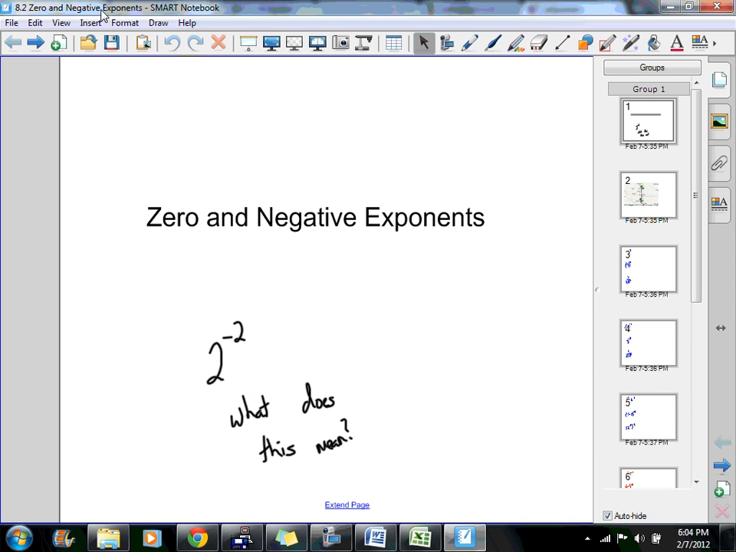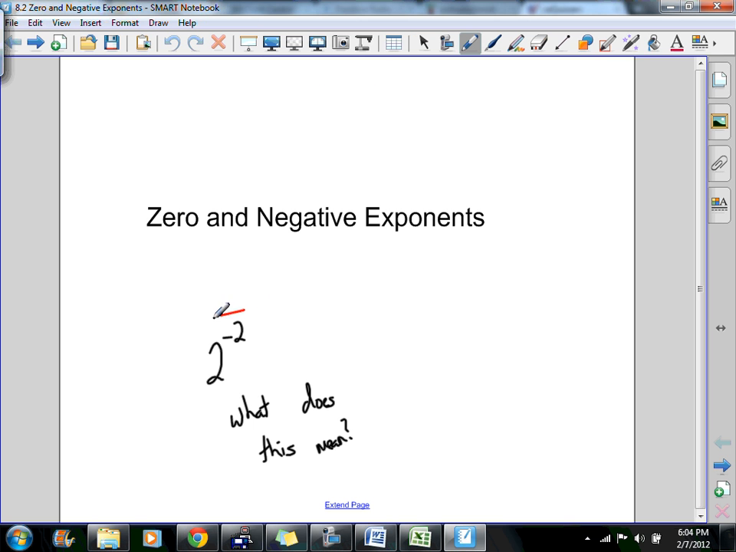All right, algebra, we're going to be working on zero and negative exponents. The example of what I'm talking about is something like this. What in the world does 2 to the negative 2 power mean? And we're also going to be working on stuff like this. What happens when we get 2 raised to the 0? So those are what we're going to be working on.